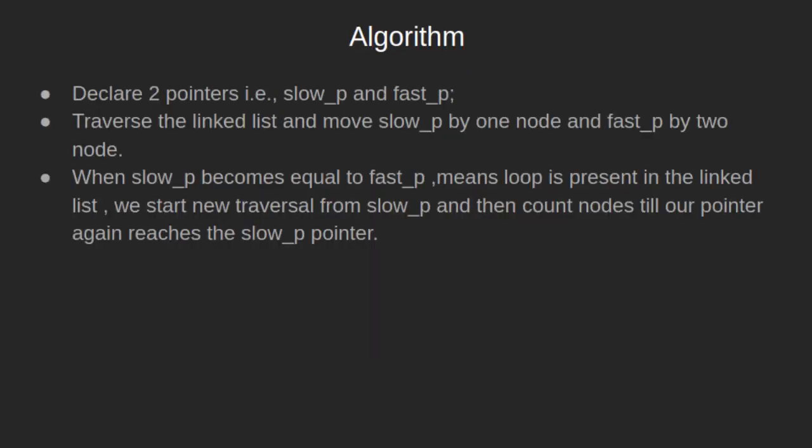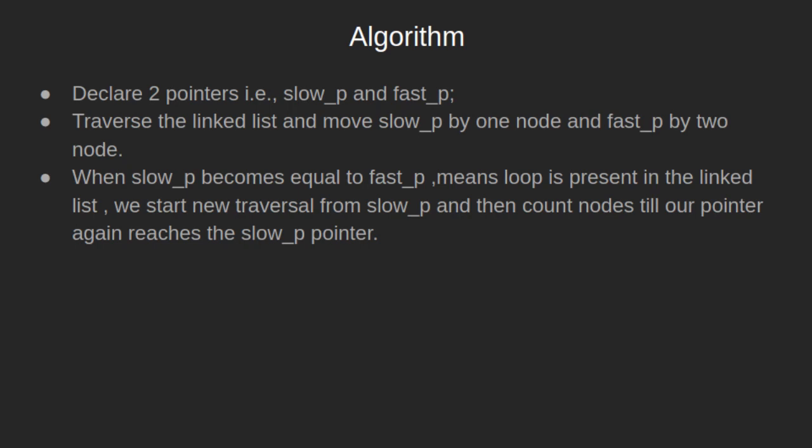Now let's see the algorithm for the given problem statement. We declare two pointers, that is slow_p and fast_p. Start traversing the linked list and move slow_p by one node and fast_p by two nodes. When slow_p becomes equal to fast_p, it means a loop is present in the linked list. We start a new traversal from slow_p and then count nodes till our pointer again reaches the slow_p pointer.